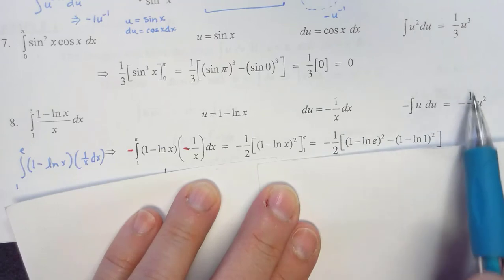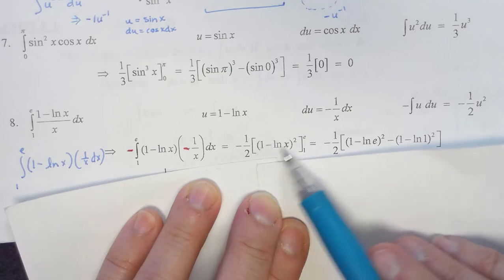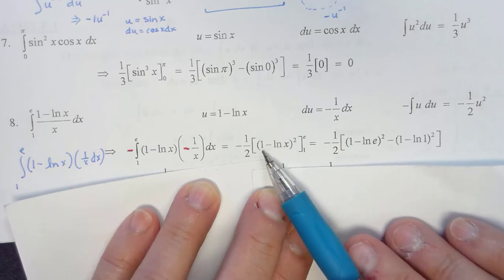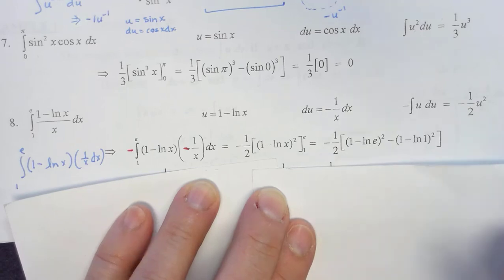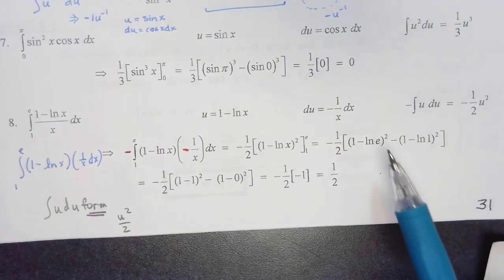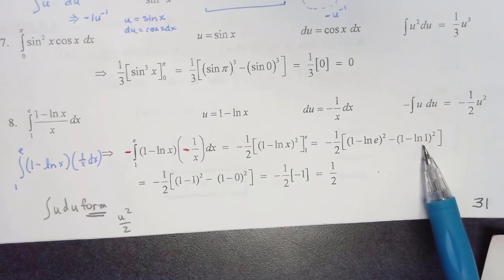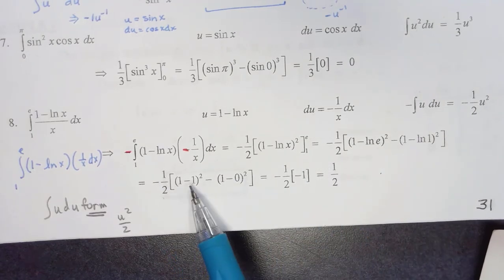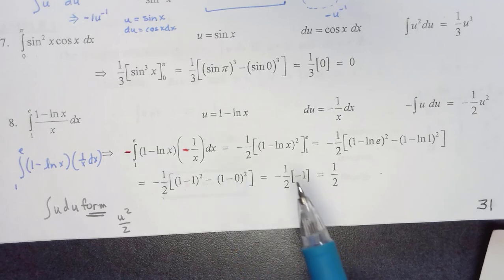I get negative 1/2 u squared. I'm going to put the negative 1/2 out in front and deal with that at the end. And this quantity squared. Substitute my e in. So 1 minus natural log of e quantity squared minus substitute my 1 in. And now we're going to do the evaluation. Natural log of e is 1, 1 minus 1 is 0, so that becomes 0. Natural log of 1 is 0, 1 minus 0 is 1. So I have negative 1/2, 0 minus 1 gives me a negative 1 inside, times the negative 1/2 gives me 1/2.